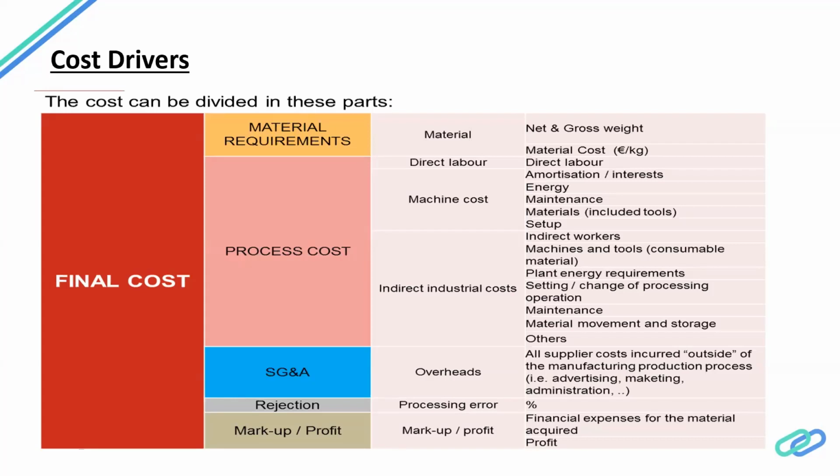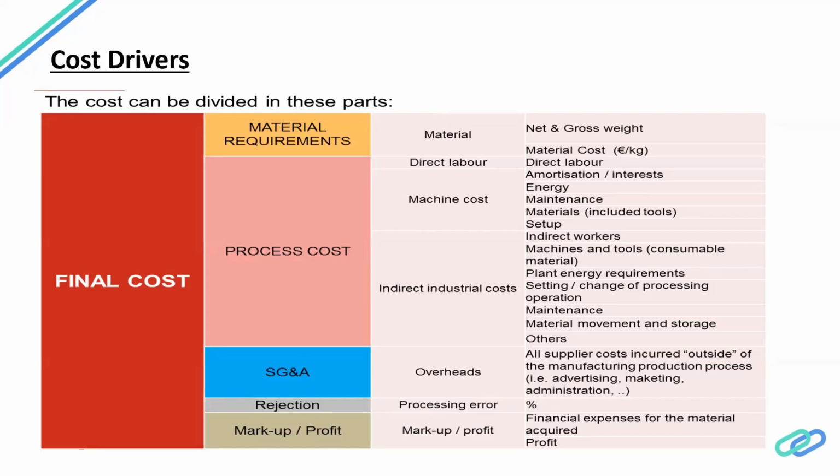And after that, we need selling. SG&A is nothing but selling, general, and administration. That's in short terms what we call overheads. In the overhead comes all supplier cost incurred outside the production process. Like if we are doing some administration, or marketing, or advertising, that comes in this bucket. Then comes rejection.